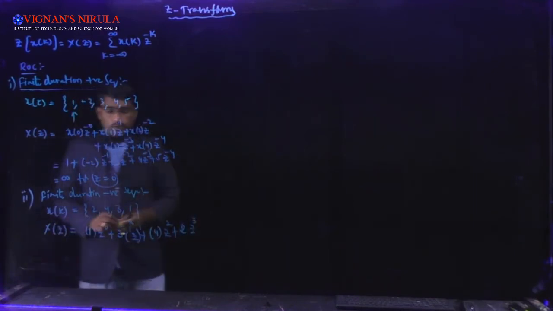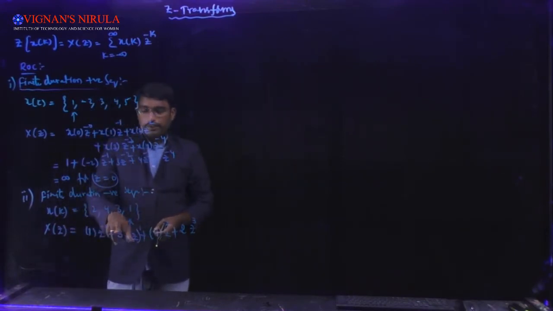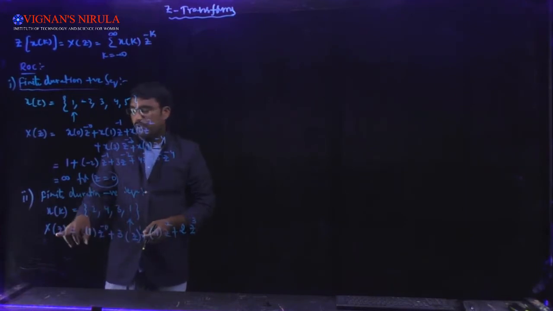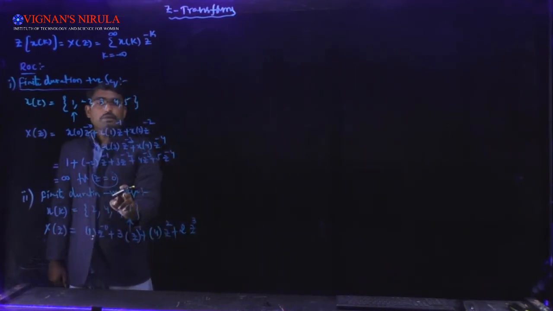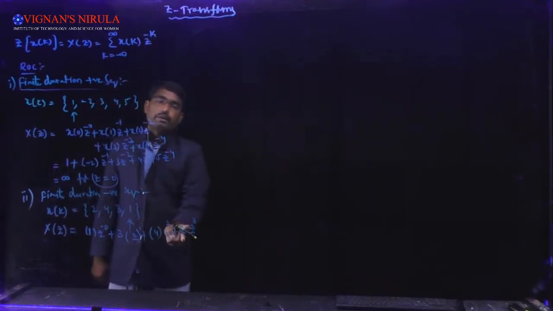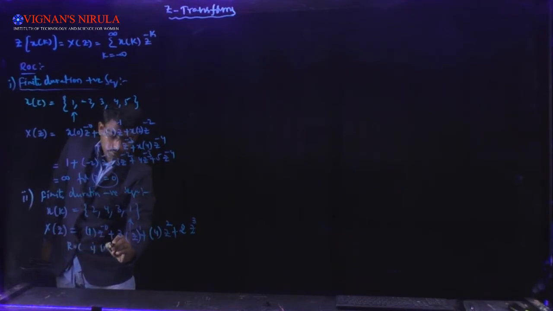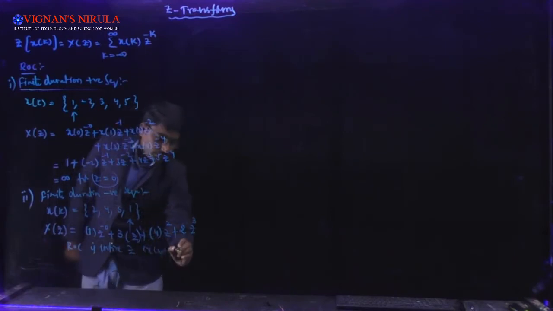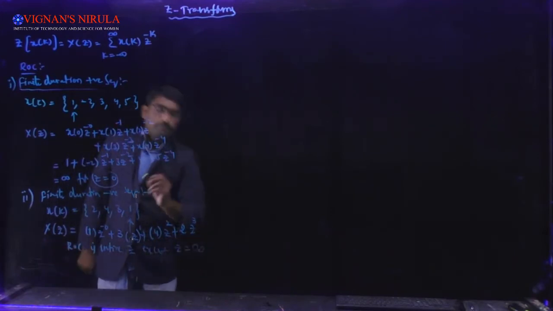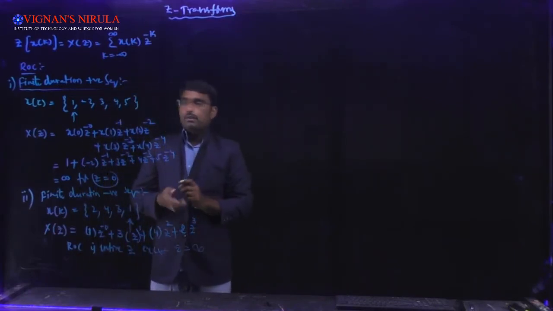Now, if you put z equals infinity in this function, you are getting x of z as an infinite value, which is not converged, that is, we are not getting any finite value. So the ROC for this finite duration left-sided sequence is the entire z plane except at z equals infinity. Similarly, let us take a finite duration two-sided sequence.